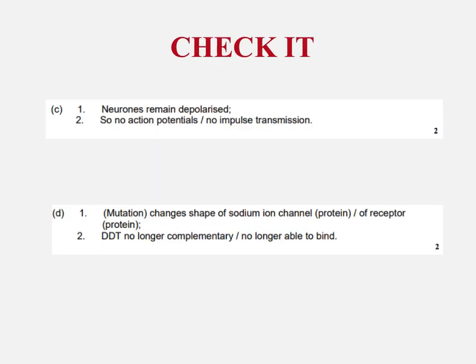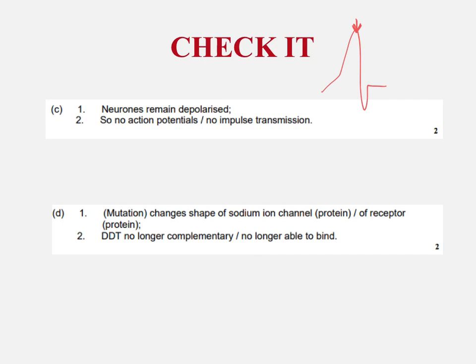For question C, asking about how the DDT kills organisms, the neuron remains depolarized because those sodium ion channels are open, they can't close. Remember, we're looking at our action potential graph again. And if the voltage gated sodium channels up at the very peak can't close, then there's going to be no action potentials that are able to be transmitted because there's no repolarization, there's no passing on of those signals.